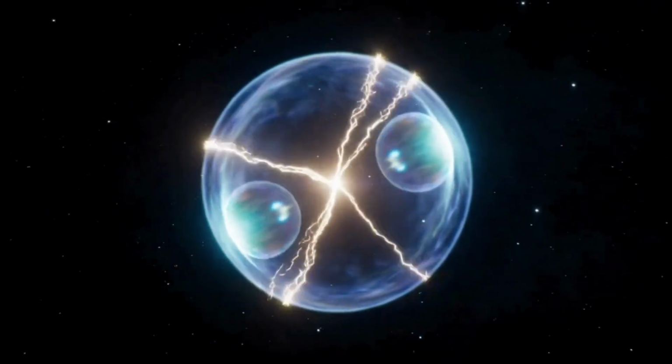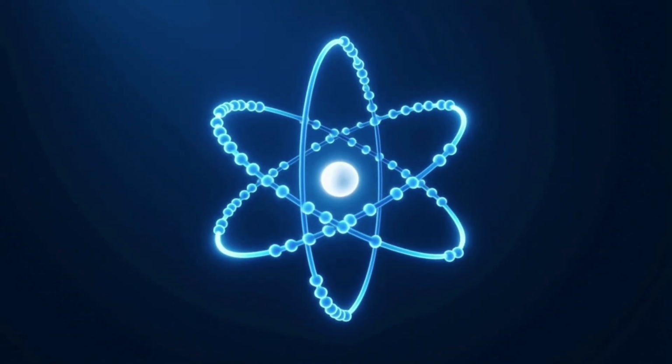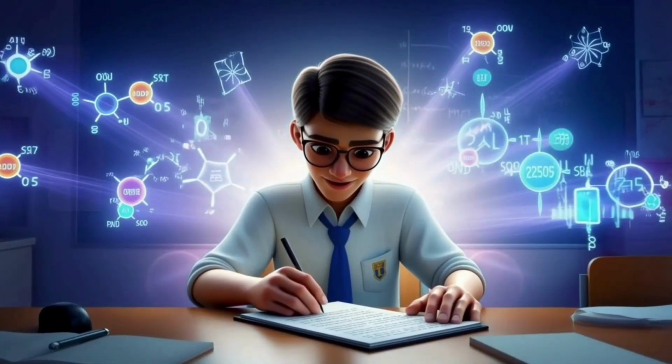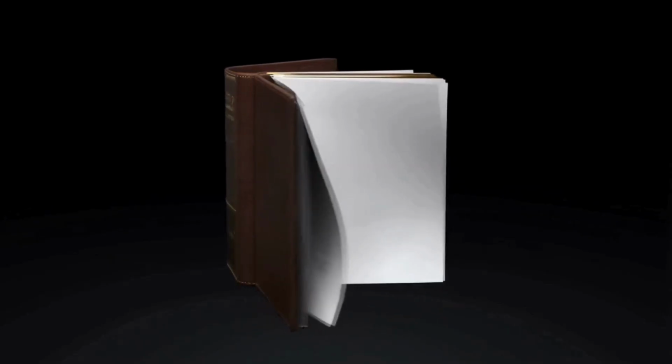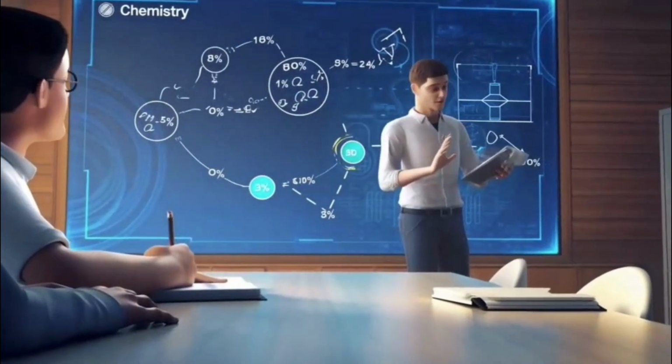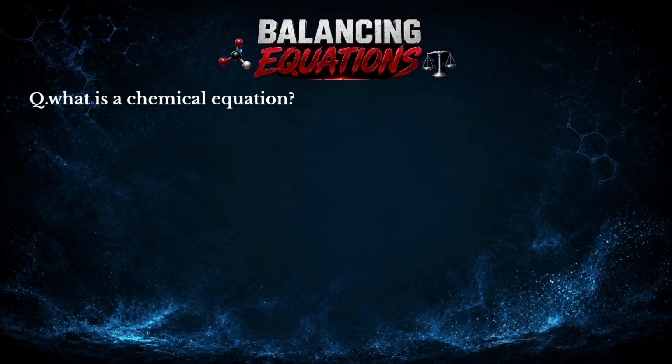Chemical equations tell us what happens in a reaction, but sometimes the number of atoms on each side doesn't match. That's where balancing equations comes in. In this lesson, you'll learn how to balance chemical equations step by step using simple rules, easy examples, and animations. So, let's get started. What is a chemical equation?